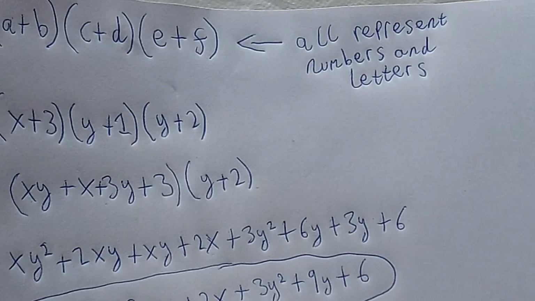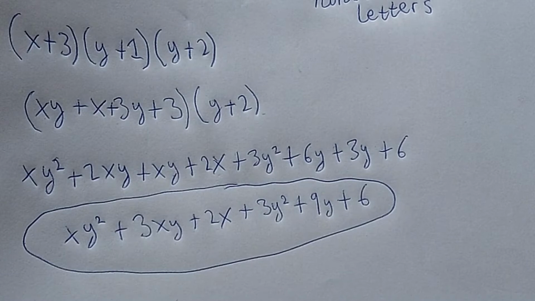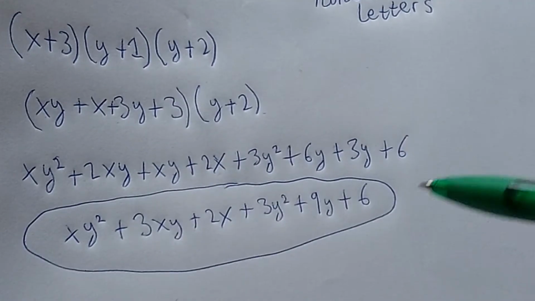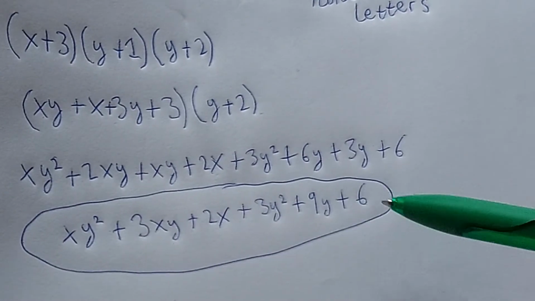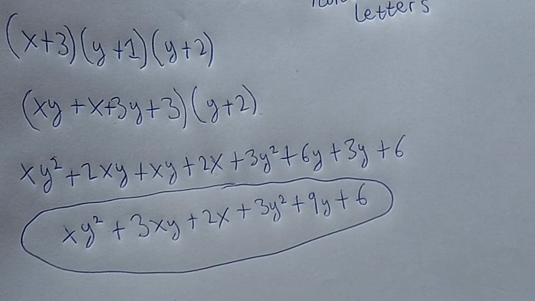Now let's move on to something a bit harder, which includes addition and subtraction. So this is the answer here. xy squared plus 3xy plus 2x plus 3y squared plus 9y plus 6. Now let's move on to something a little bit harder, which includes addition and subtraction in the triple bracket.